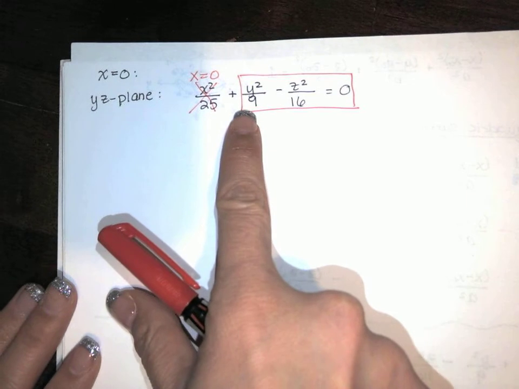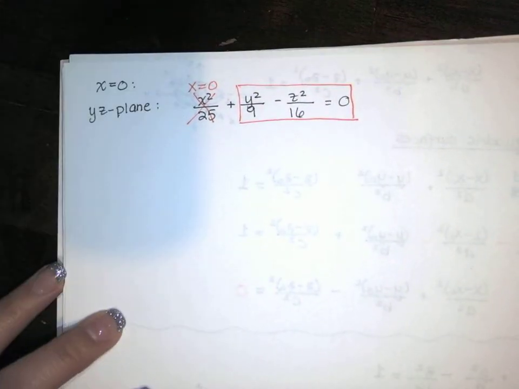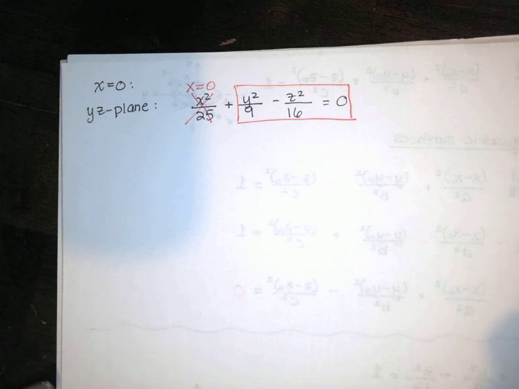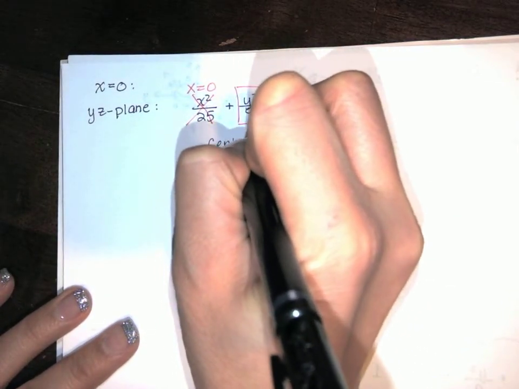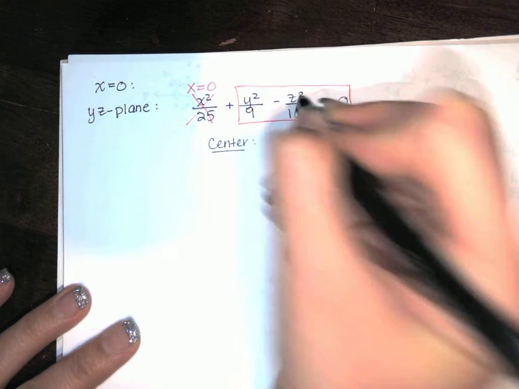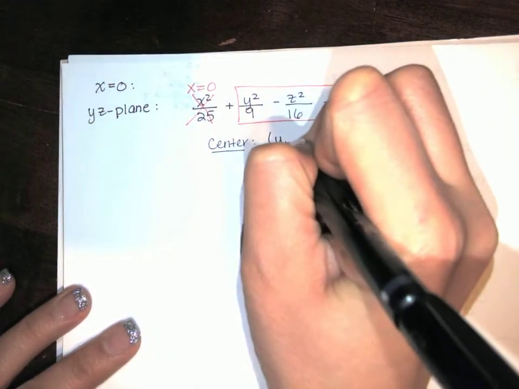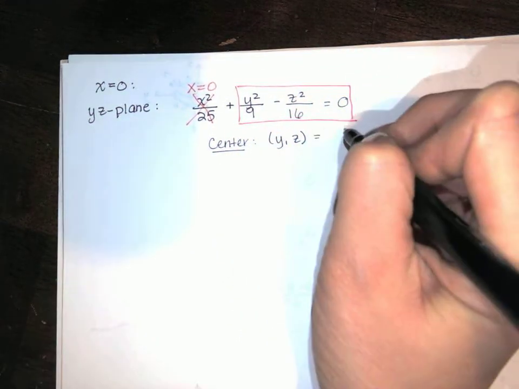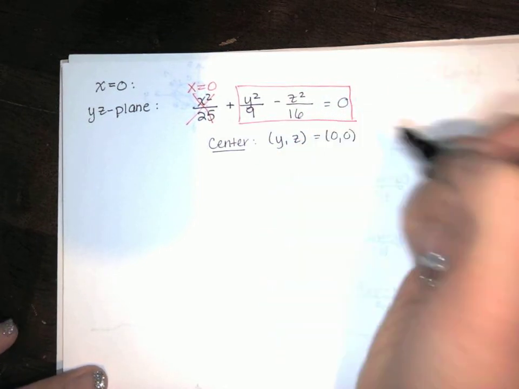With that in mind, I notice the y squared is positive, so it's going to open on the y-axis. But we start this the same way that we start our ellipse problems. First, identify the center. We look at this. We say, what are we subtracting from the y and the z? Nothing. So, in the yz plane at least, the center is yz equals 0, 0.